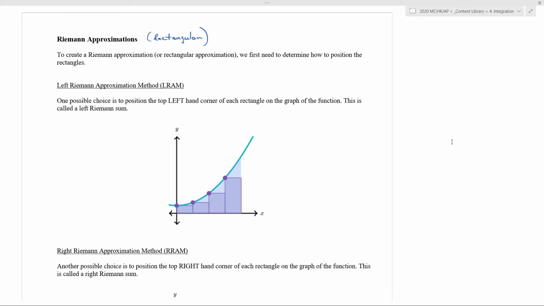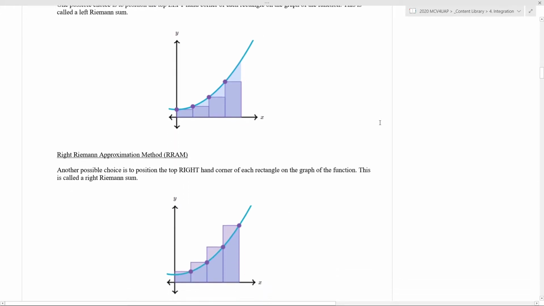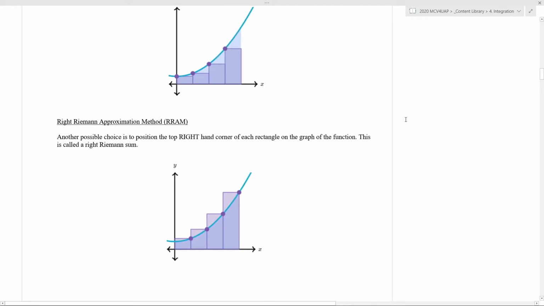There's no reason why we couldn't use the top right-hand corner. So that's a little bit different. That would look like this. So now you've got 4 rectangles, but the height of each rectangle is dictated by the position of the top right-hand corner of the rectangle. So it's that height above the x-axis of that top right-hand corner that gives us the height of each rectangle.